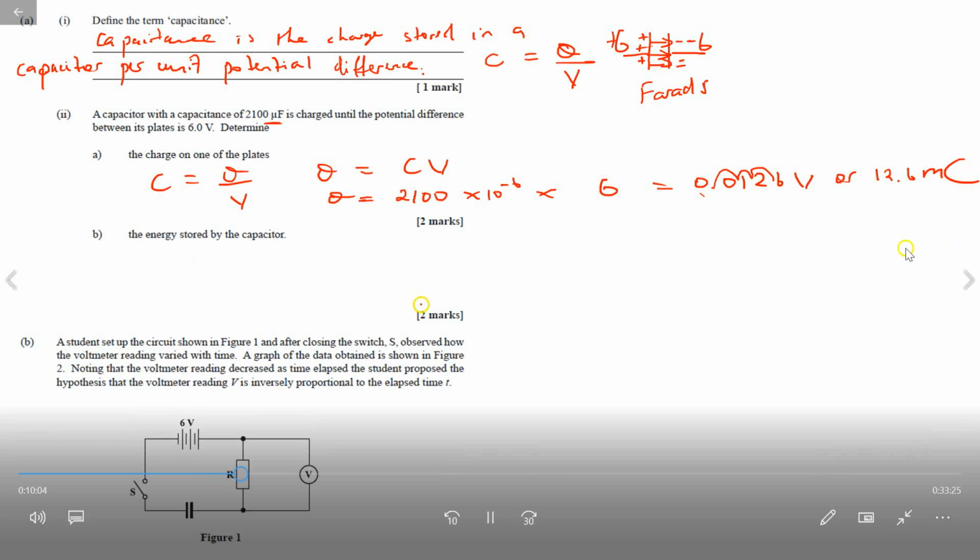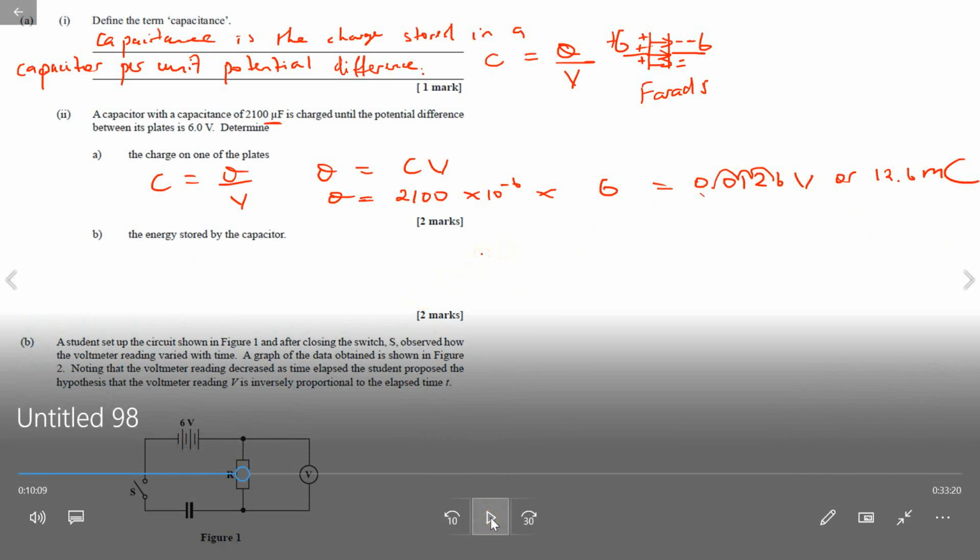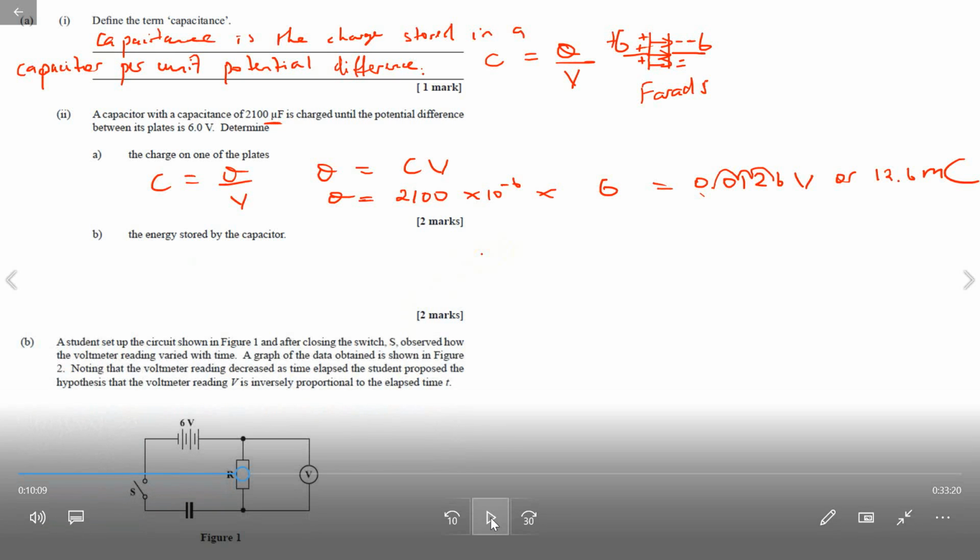Now, if I were to transpose the equation Q equals CV, or make C the subject, all right, never mind, don't worry about that. But what are you going to see here? We're going to plot a graph of voltage versus charge. That graph is going to give us a straight line because voltage and charge are directly proportional.